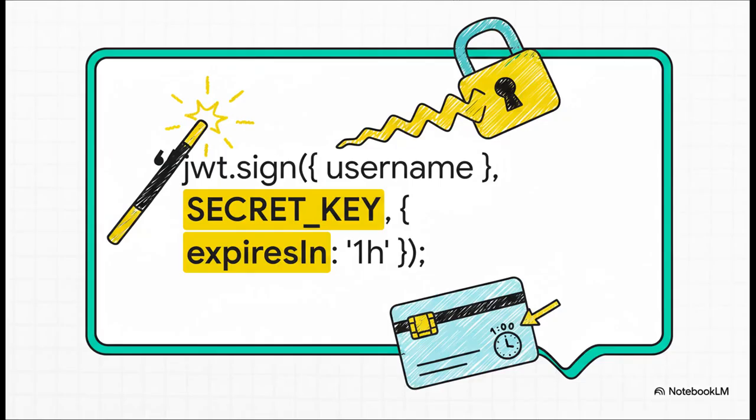And believe it or not, this one little line of code is where the magic happens. The server takes some data, like a username, signs it with a secret key that only the server knows, and then sets an expiration time, in this case, 1 hour. And just like that, you have a secure, temporary keycard.